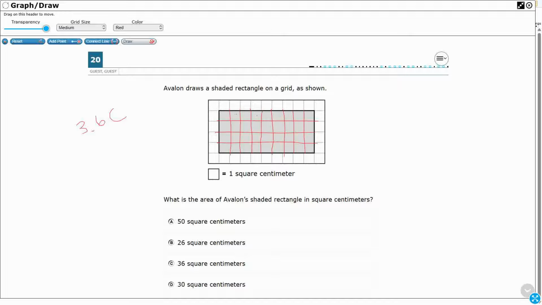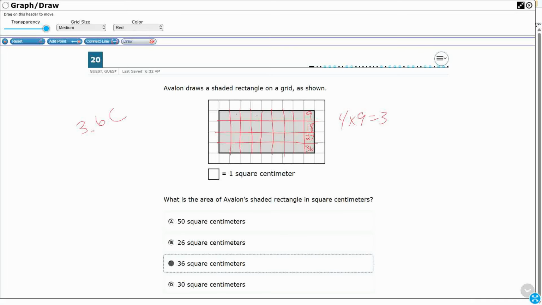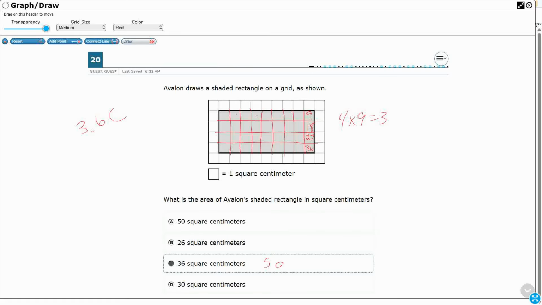1, 2, 3, 4, 5, 6, 7, 8, 9. So I'm just going to do sets of 9, 18, 27, 36. It's 4 down. So 4 times 9 equals 36 square centimeters. So our answer here is C. How did we do? Well, middle of the road. We had 50% of our students get this correct.